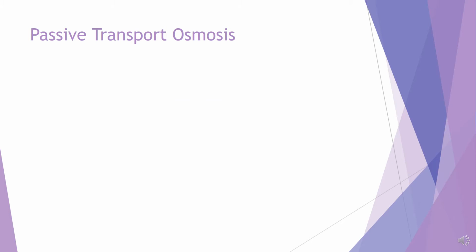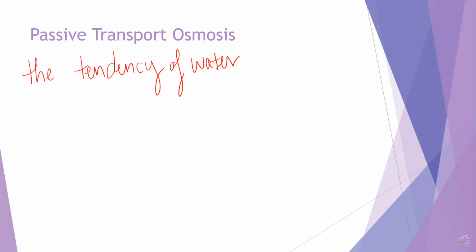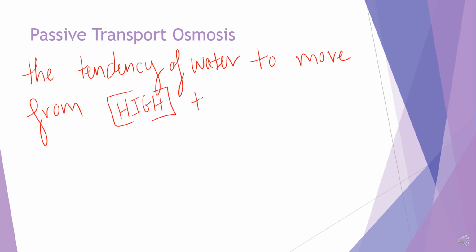All right, so then we have osmosis. Osmosis is basically the diffusion of water, or the tendency of water to move from high concentrations to low concentrations. So it's the tendency of water to move from high concentrations to low concentrations.